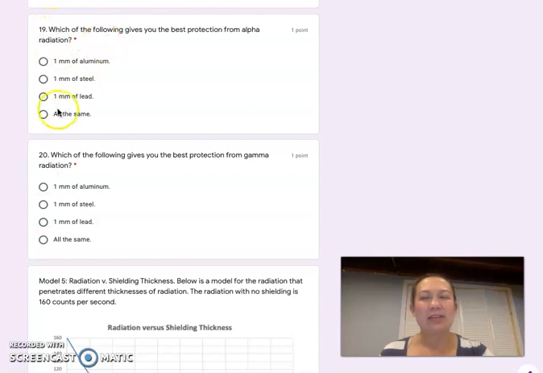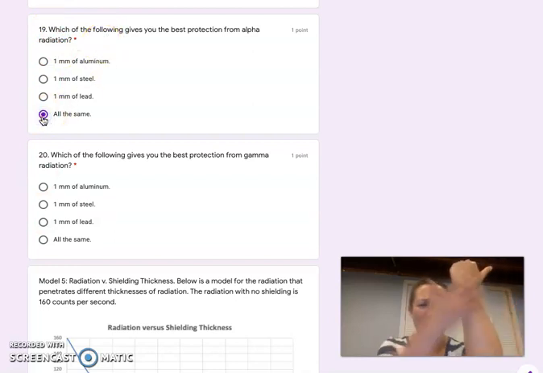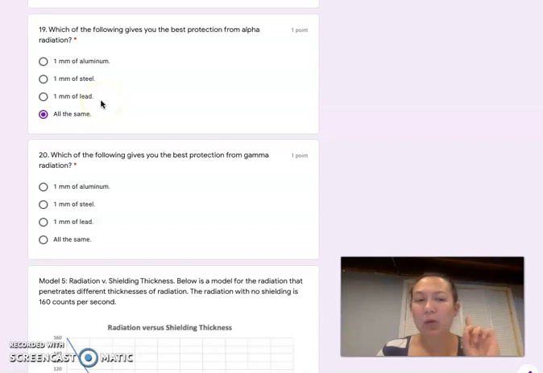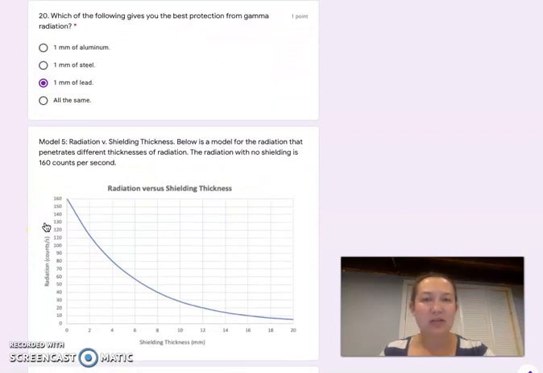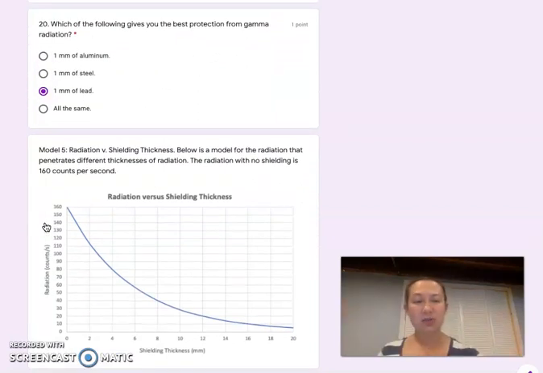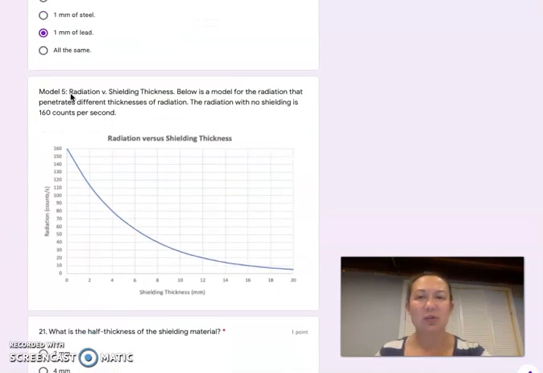For alpha radiation, it doesn't matter what you use. Alpha radiation can get stopped by your skin. It's going to get stopped by aluminum, steel, and lead, all equally the same. But where it matters is gamma radiation. You want to put as many particles or as many nuclei in between you and the source. So for gamma radiation, a lead shield, which is denser, would be more effective than aluminum or steel.